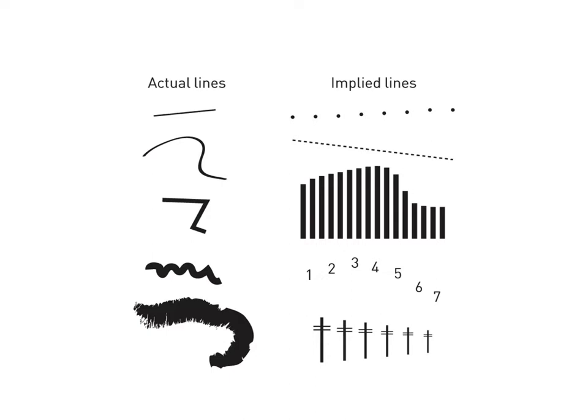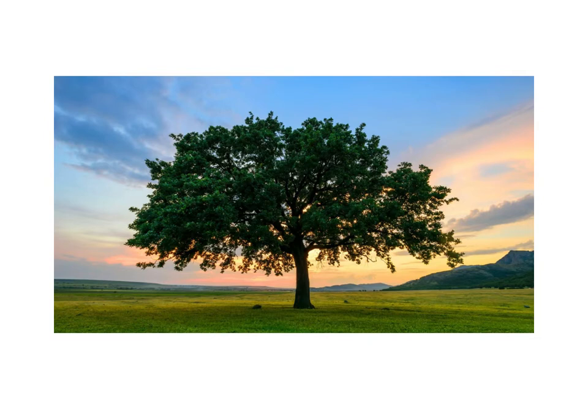Here's another kind of implied lines. The lines on the left are actual lines. The ones on the right, those dots are not touching each other. They are not connected, but we read that as a line. And that's the case with every example there. There is an implication of a line. And that's what we'll see in nature as well.